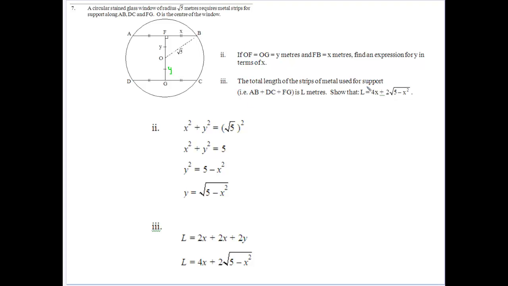Then part 3, find the lengths of the strips for support and show that that's L. Well, we're going to give it L and show that we can write L as that. So when we look at that, well, that's X, X, X, X. So 2X plus 2X plus 2Y. So that gives us 4X, and 2Y would be 2 lots of what we had in part 2. So that's what we got there.